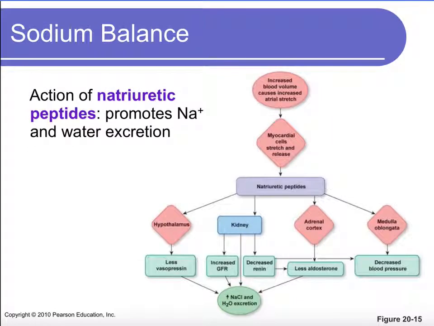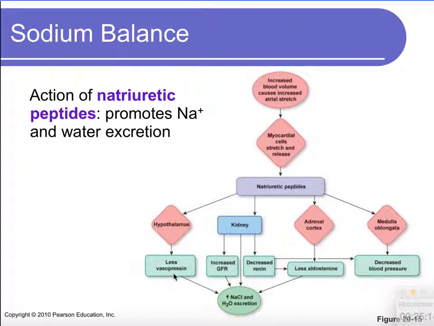Now, what about a hormone to lower blood pressure? Now, this is called natriuretic peptides. And so when you have high blood volume, and as a result, it stretches the myocardial cells, the heart muscles. So natriuretic peptide will do everything to help lower blood pressure, including telling the hypothalamus to release less vasopressin.